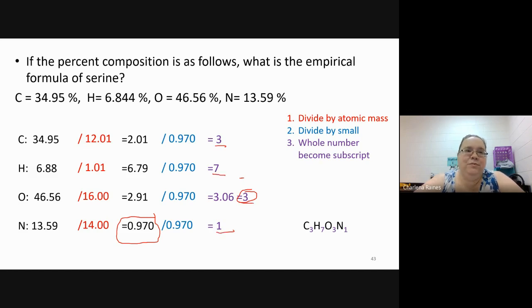So the chemical formula of serine is C3H7O3N1. Or you don't have to write that. So that's getting your empirical formula from your percent compositions. But to get that molecular formula, to get that true chemical formula, there is one extra step.